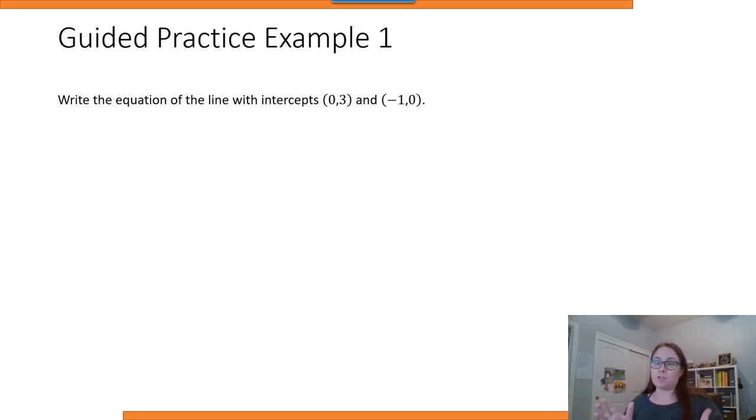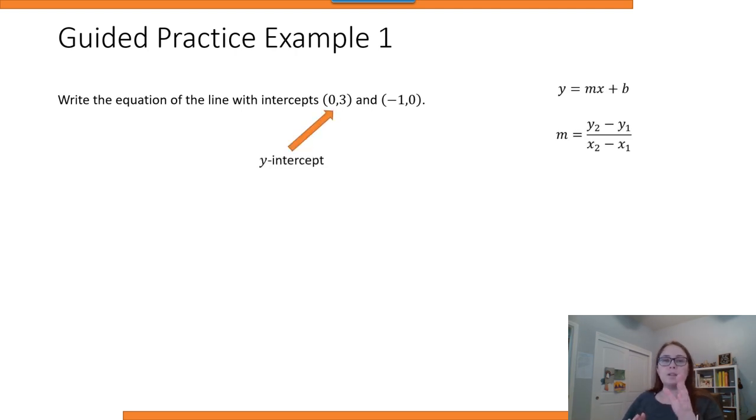Now, it might help to graph this to visually see what's going on and see where we're intersecting, or just think about where these points would be located. If I have the point 0, 3, that means I went over 0 and I went up to 3. So that is my y-intercept. And then -1, 0, that means I went to the left to -1 and then I didn't go up or down. So that would be the x-intercept.